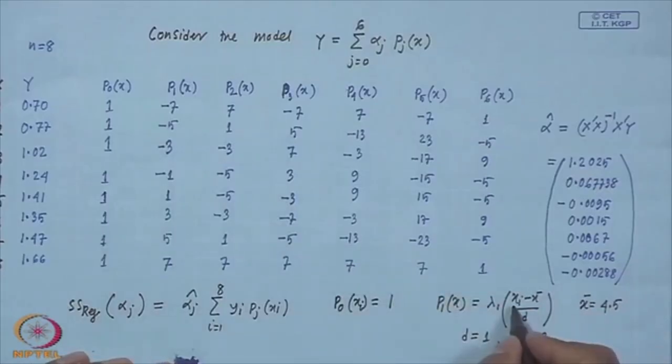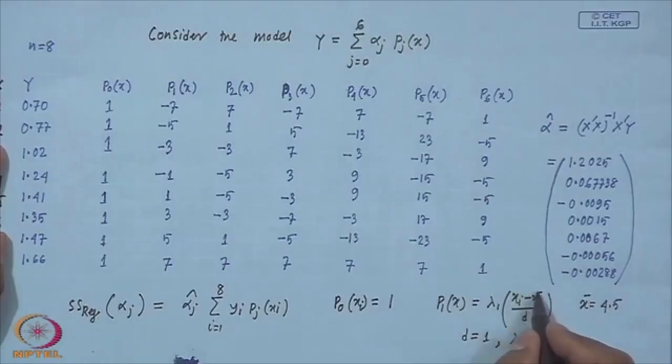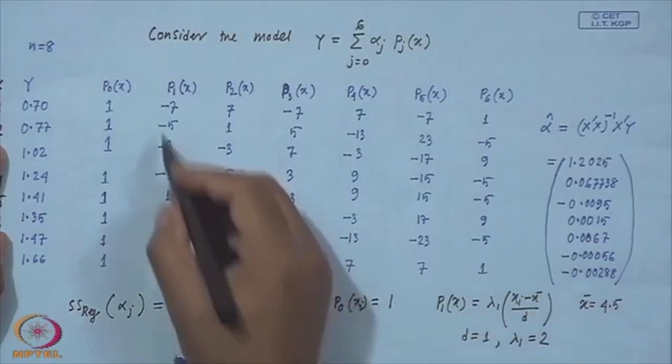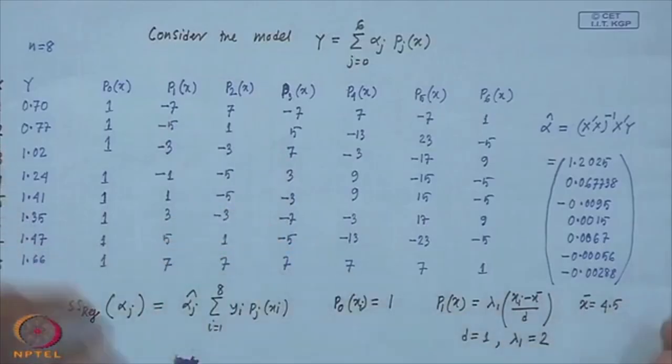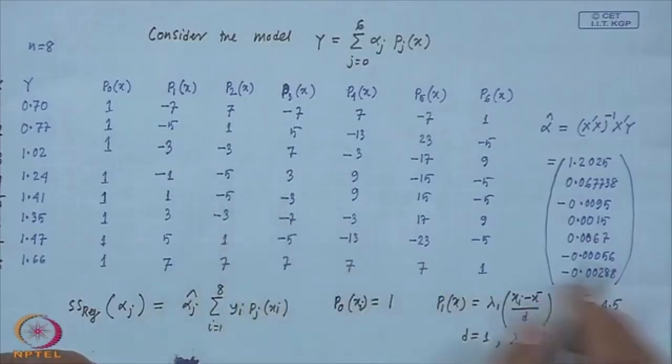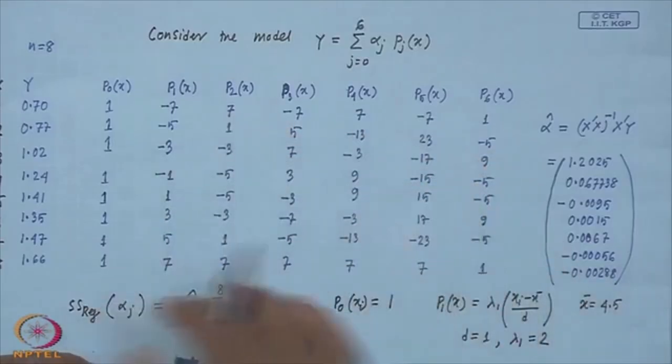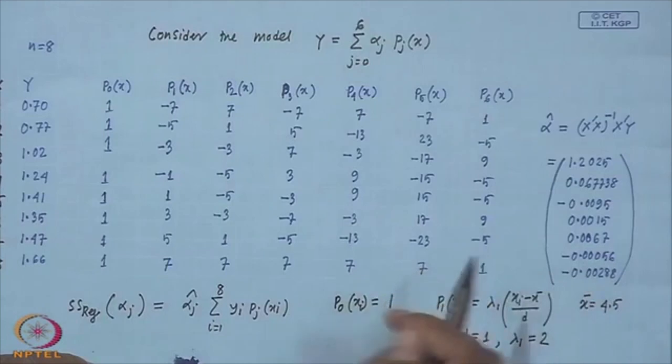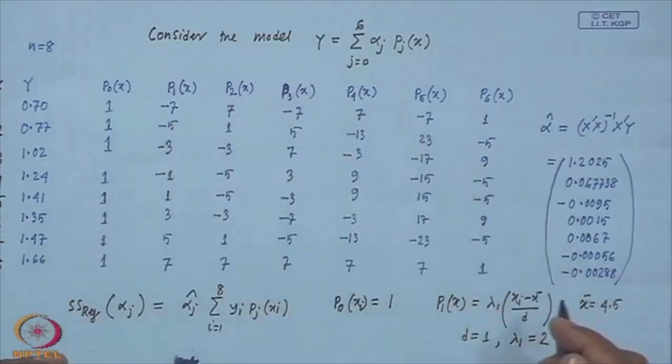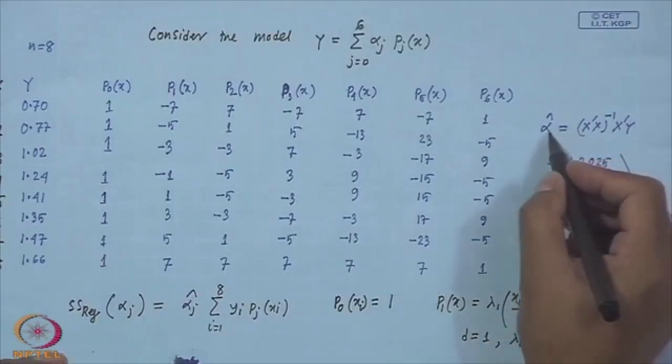Similarly, for x equal to 2, you will get minus 2.5 into 2, that is minus 5. Similarly, you will get all the values here. And look at p2(x) from my previous class and you can get this table. In fact, in exams this table is generally provided. Once you have this table, you can estimate the coefficients alpha hat.